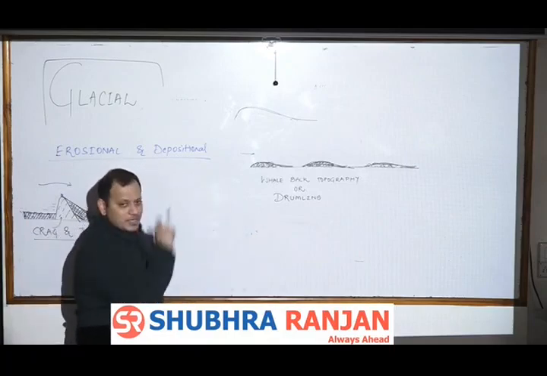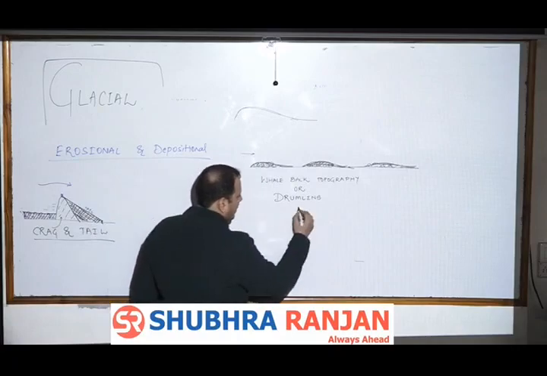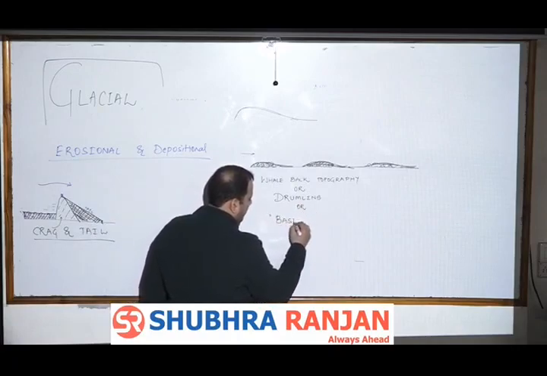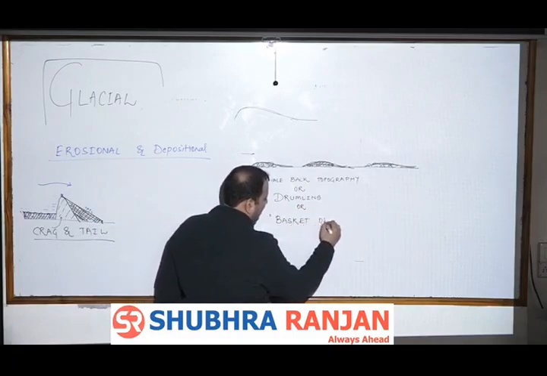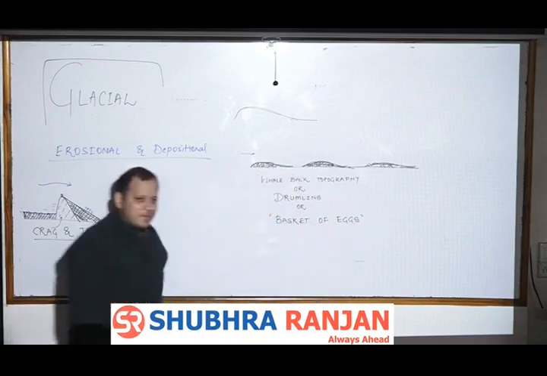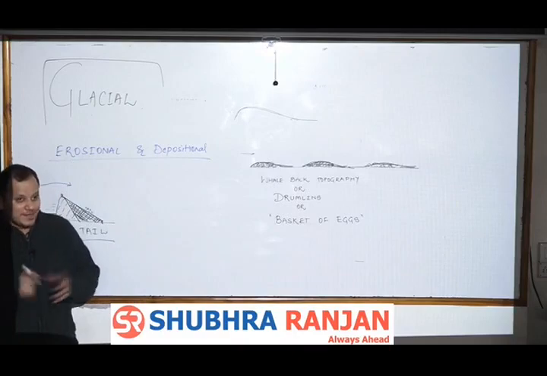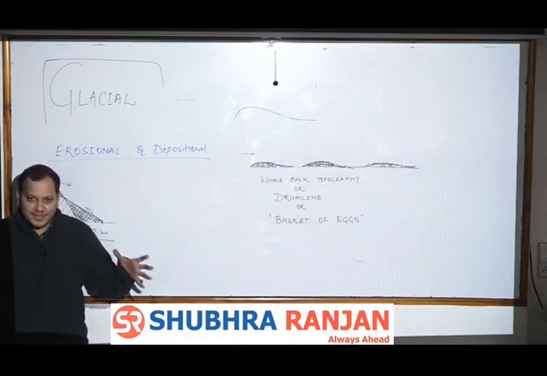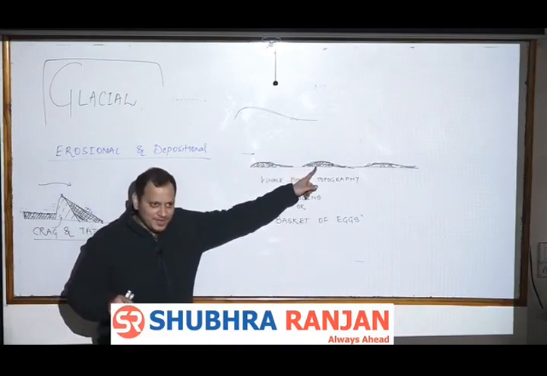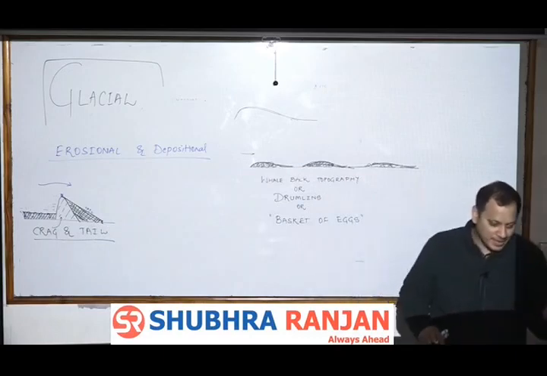And drumlins, as you can see, always will occur in groups, and therefore they are also known as basket of eggs topography. Why basket of eggs? Egg का अंडे का ट्रे देखना आज मार्केट में, अंडा खाली जगह, दूसरा अंडा खाली जगह, and therefore they are known as a basket of egg topography. Getting it?